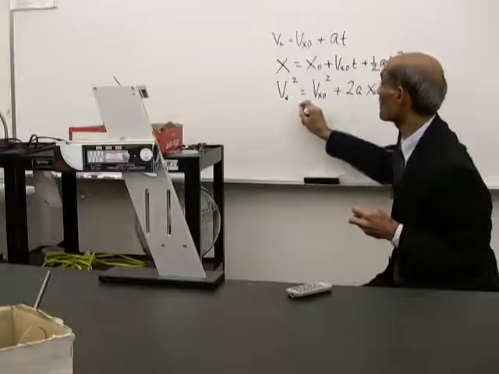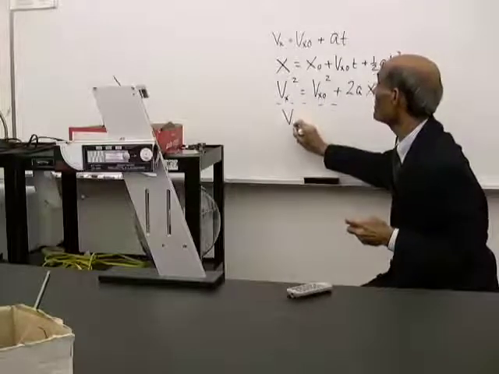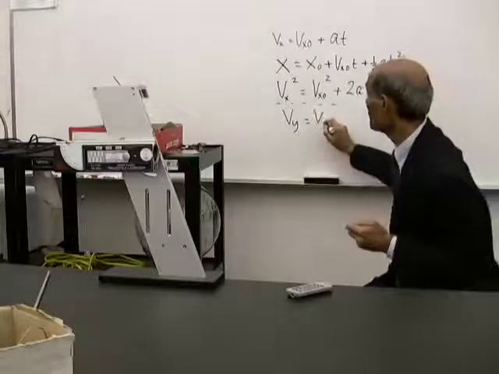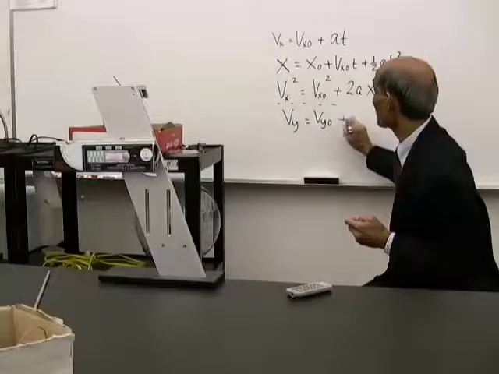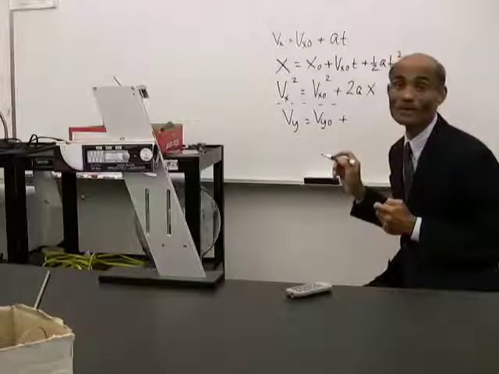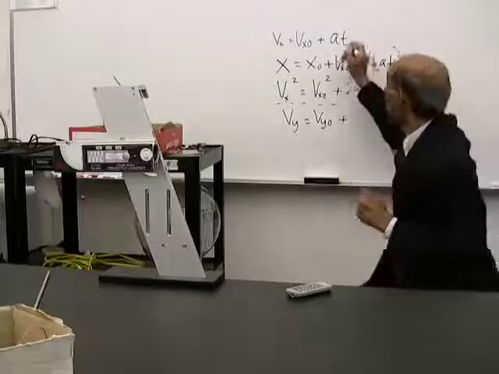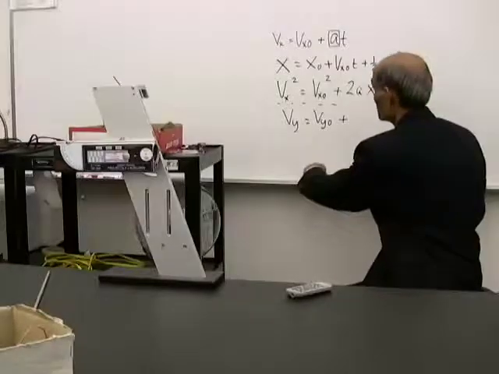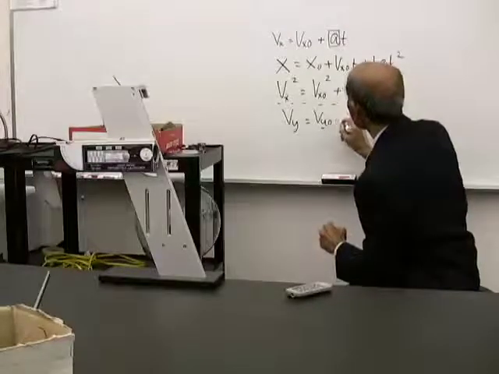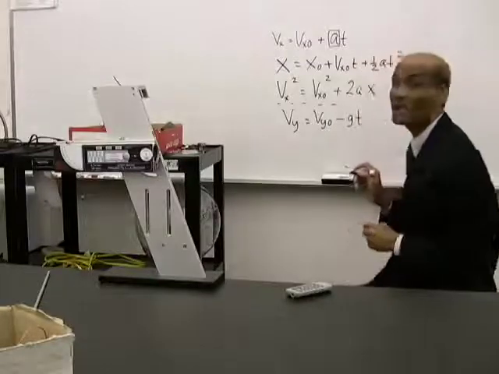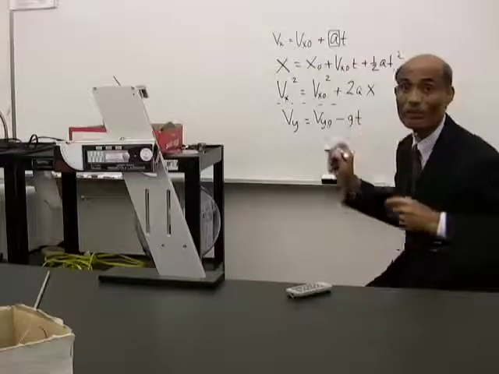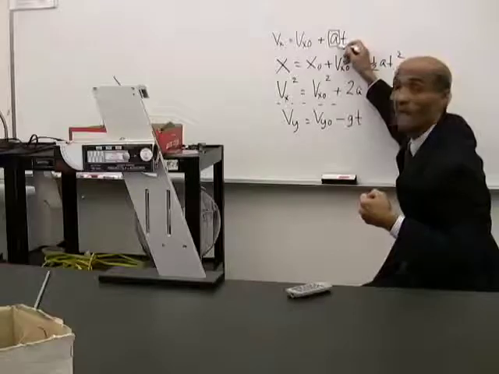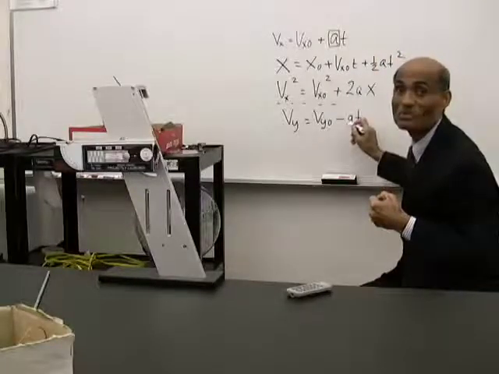When you want to discuss y motion, it will become Vy, the y velocity at any given time, equal to Vy0 plus, well, when you consider y motion, the acceleration a will become negative g. So in place of plus at, it will become minus gt. I hope you understand that. For a vertical motion, the acceleration is negative g, so the a gets replaced by negative g.